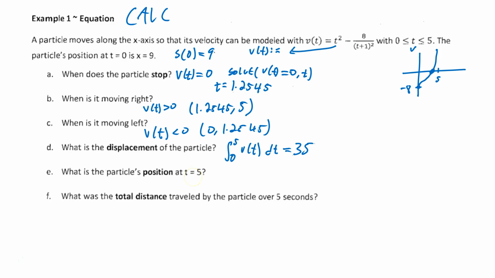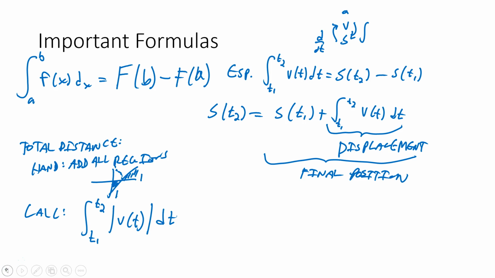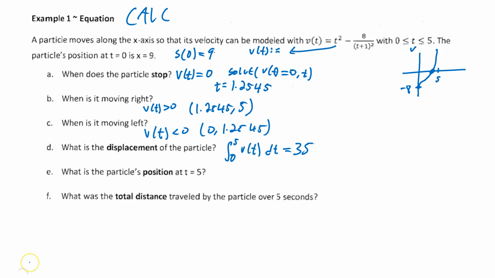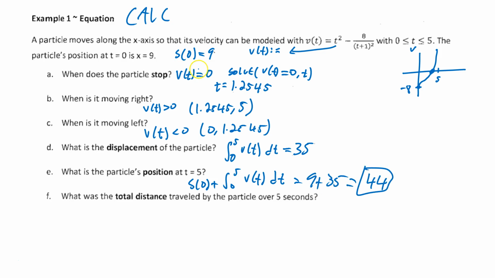Now that's for the position at t equals 5. For the final position, if we look back at our formula, we need to add the initial position to the displacement. So that's going to be s of 0 plus the integral from 0 to 5 of v of t dt. S of 0 is 9, so it's 9 plus 35, which is 44. So we started at 9, we changed a total of 35 units to the right, for a total of 44.